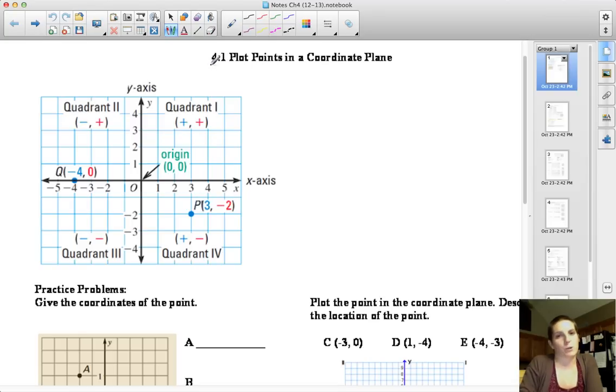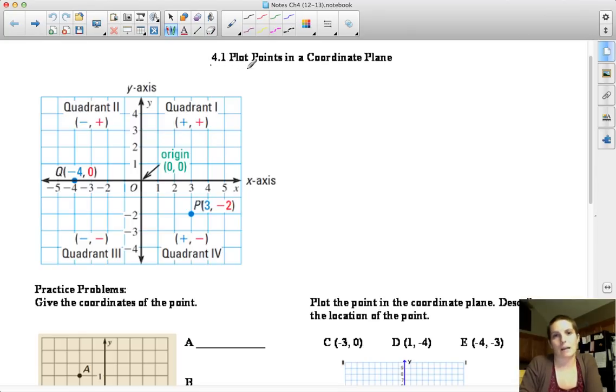The first part of Chapter 4 is pretty quick and easy. It's about plotting points in a coordinate plane. Remember, when we say that word coordinate plane, we're talking about the x-axis and the y-axis. I want to point out a couple of pieces to you that you need to make sure you know what I'm talking about. The first is the obvious, and I have already said it, that the x-axis is horizontal and the y-axis is vertical.